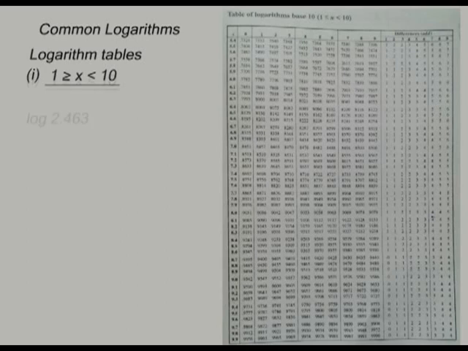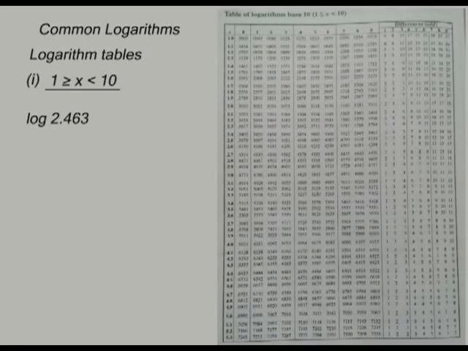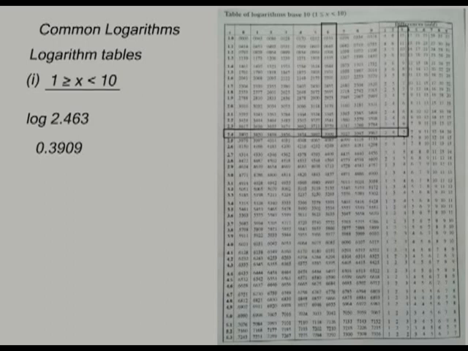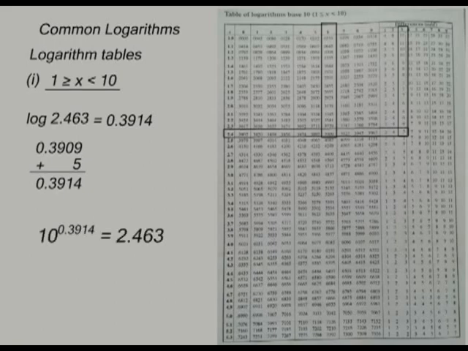For instance, log 2.463. We go to the tables. 2.4 is here. Next is 6. The column of 6 will meet us here. Notice that the numbers begin with 0 point, and so this is 0.3909. We proceed to the differences column. 3 will meet us here, and we have 5. So we add, and we shall get 0.3914. And so log 2.463 is equal to 0.3914. That means 10 raised to the power of 0.3914 is equal to 2.463.